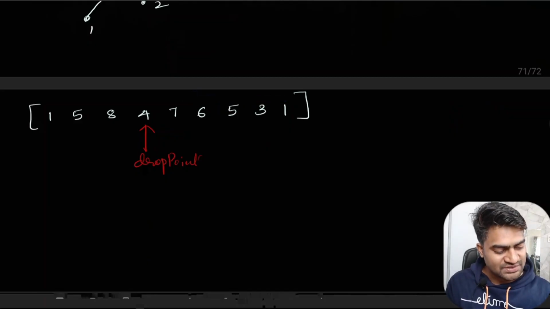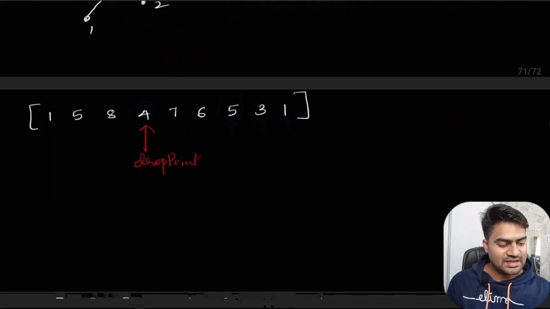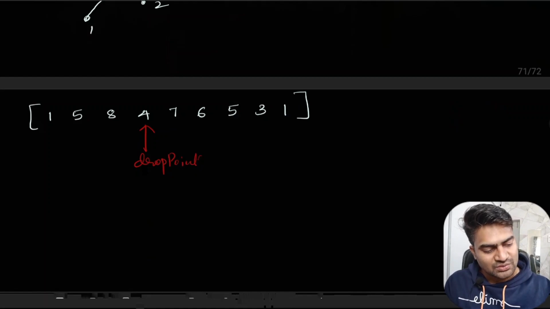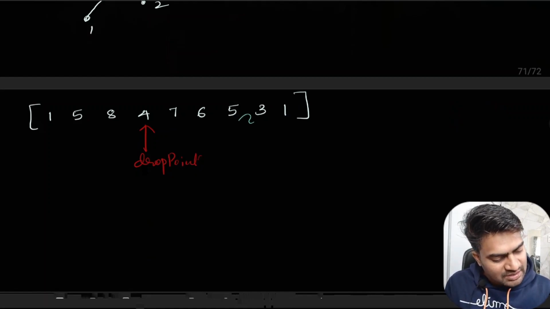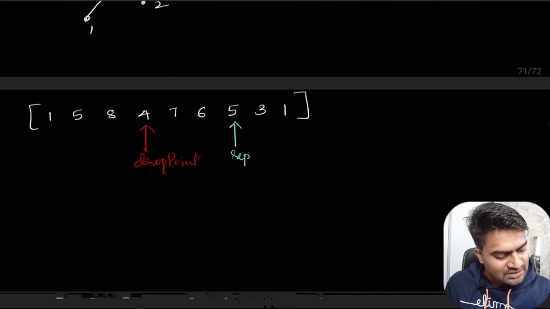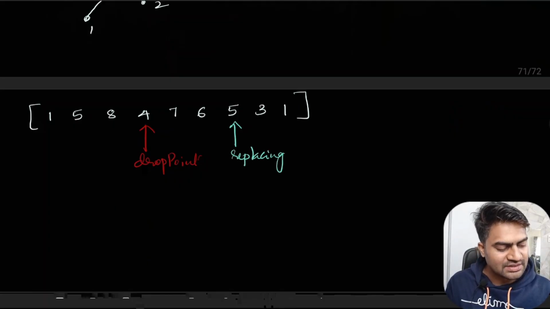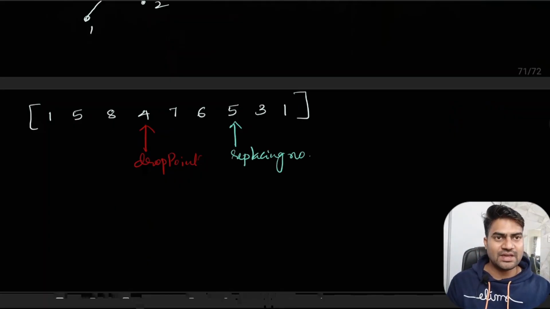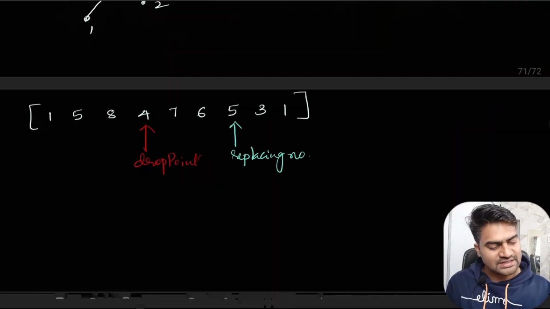That's what I am using. So I'll scan from here, here, here. At this point, I get a number which is slightly greater than my drop point number. Okay, so now I will mark this with my replacing number. So I will simply mark this. This is the replacing number. Okay, now after this, I will simply swap these two.